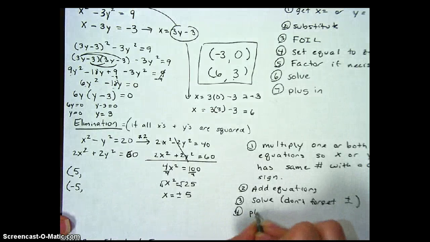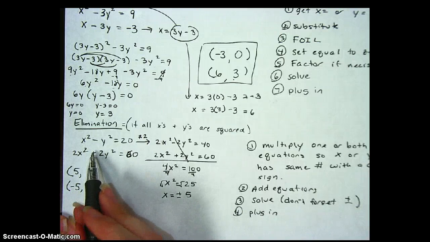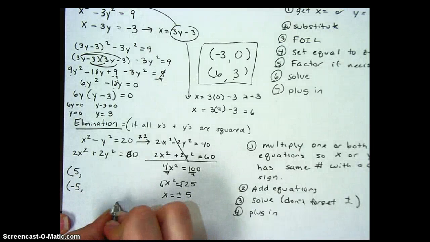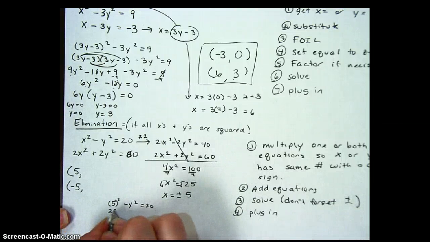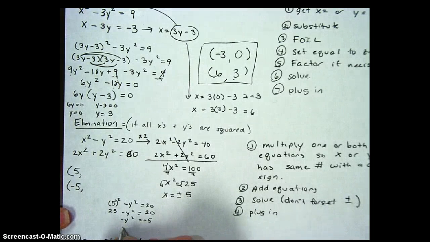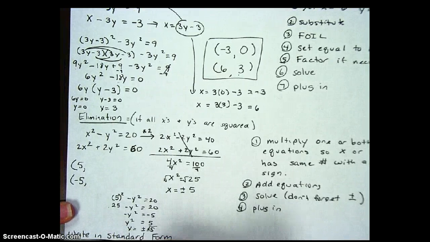Last step is to plug in, because we need to get our y value. It doesn't matter which equation you use. I'm going to use the top one because it has fewer numbers in it. So if we plug in positive 5, we're going to have 5 squared minus y squared equals 20. So 25 minus y squared equals 20. We subtract 25. We have negative y squared equals negative 5. So positive y squared will equal positive 5, and y equals plus or minus the square root of 5.